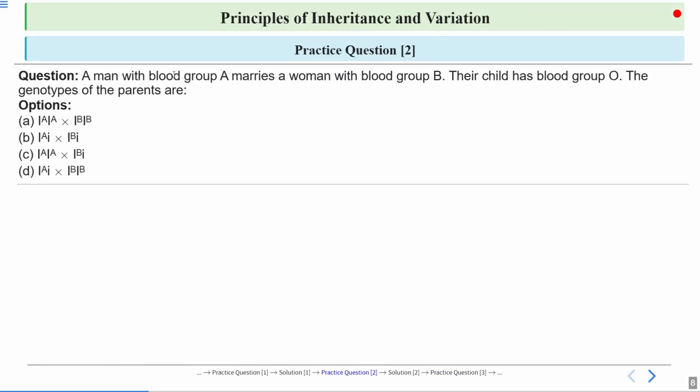Now the next one. A man having blood group A is married to a woman having blood group B. A child has blood group O. What will be the genotype of the parents? These are the 4 options given to you: A, B, C, D. What will be the correct answer?